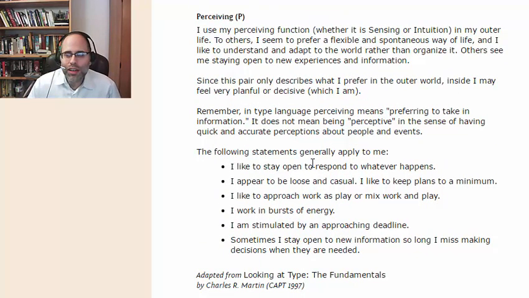A perceiver is someone who doesn't necessarily mind waiting for the last minute and figures, well, there's a deadline approaching. This is my zone. This is where I work best under pressure. I work in bursts of energy, stimulated by an approaching deadline, and I like to keep my options open. That's another perceiver. Doesn't like to make too many plans because they'd like to keep their options open until the last second.